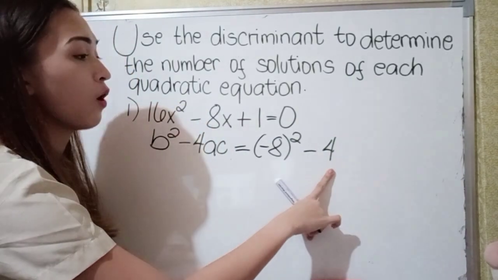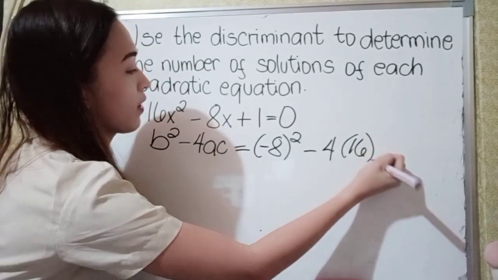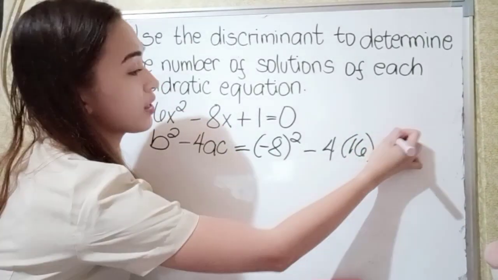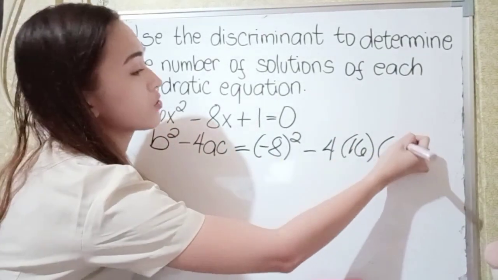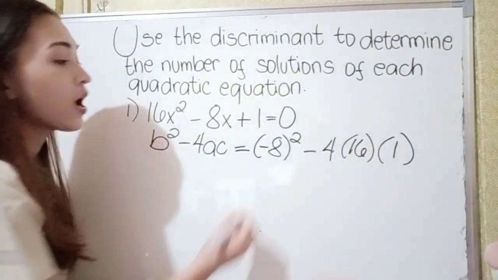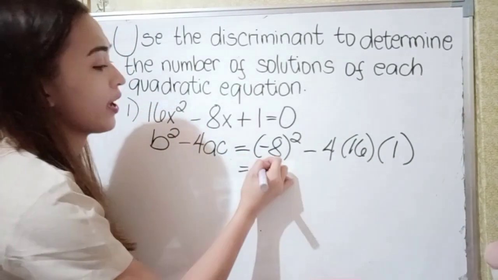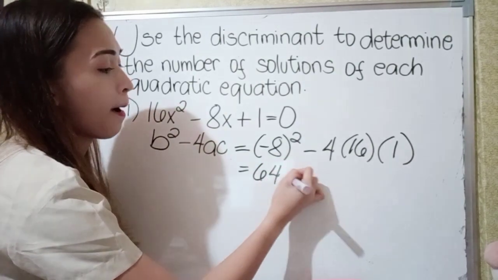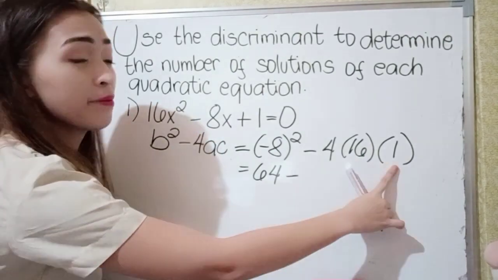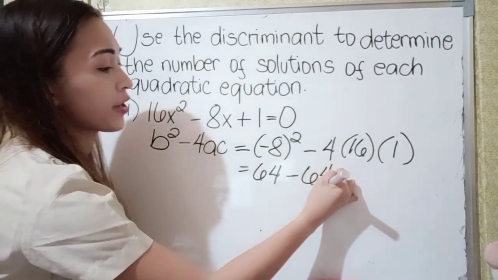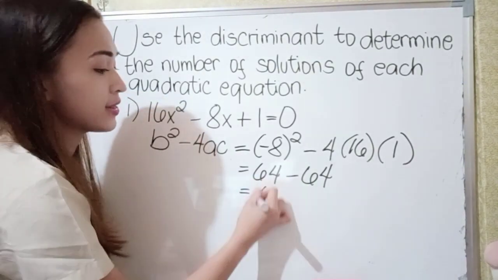What is the value of a? Our a is 16, so times 16. Then times c. What is the value of c? Our c is 1, so write 1 here. Next, evaluate. Negative 8 times negative 8 is 64. Minus 4 times 16 is 64, times 1 is also 64. Next, 64 minus 64 is 0.